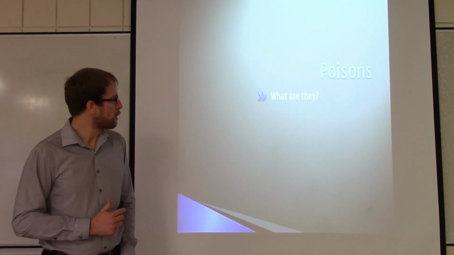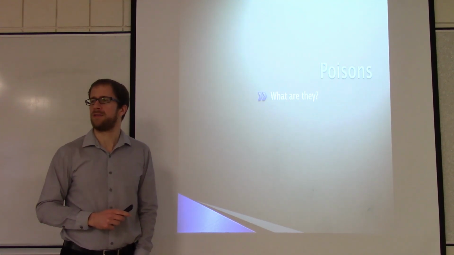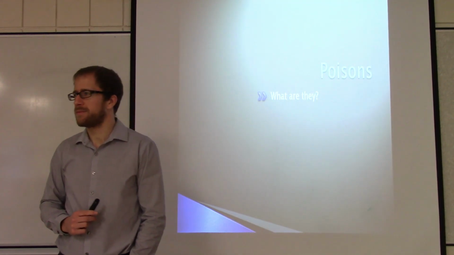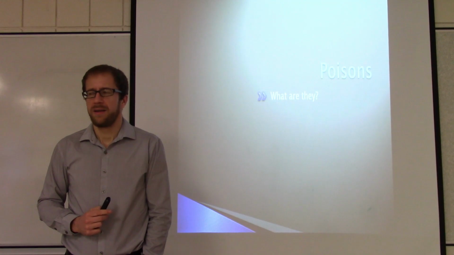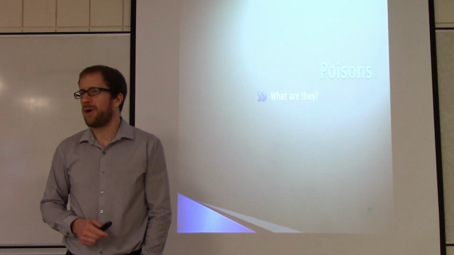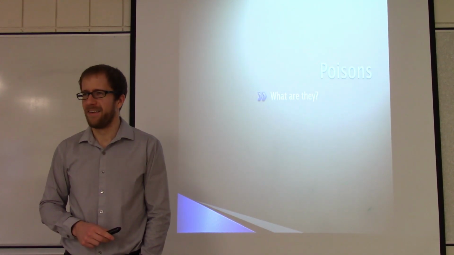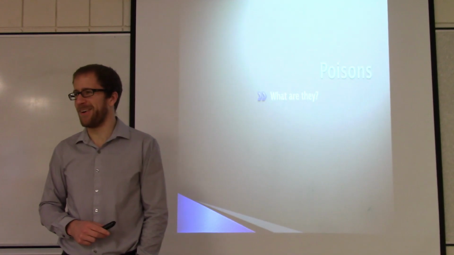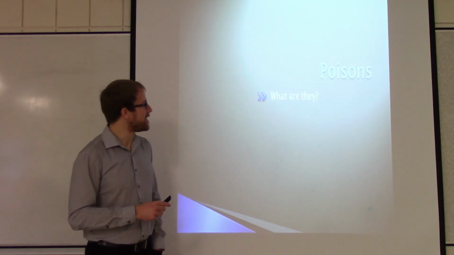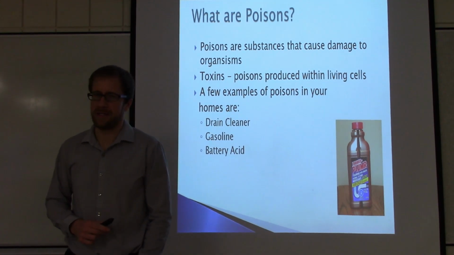To do that, we have to distinguish between a couple compounds. The first is poisons. What are poisons? Well, why is drinking the bleach under your sink a bad idea? Because it will kill you, right? So poisons, in general, are substances that cause damage to organisms.